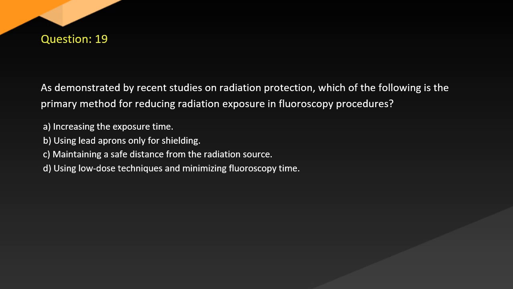Question 19. As demonstrated by recent studies on radiation protection, which of the following is the primary method for reducing radiation exposure in fluoroscopy procedures? A. Increasing the exposure time. B. Using lead aprons only for shielding. C. Maintaining a safe distance from the radiation source. D. Using low-dose techniques and minimizing fluoroscopy time.